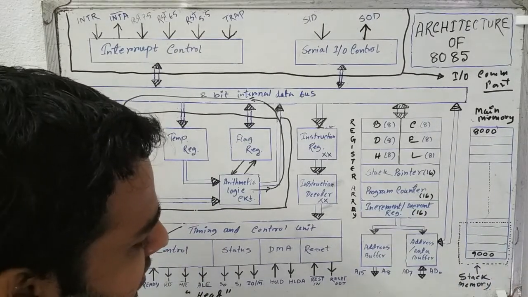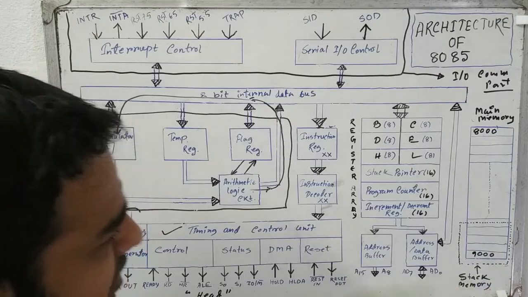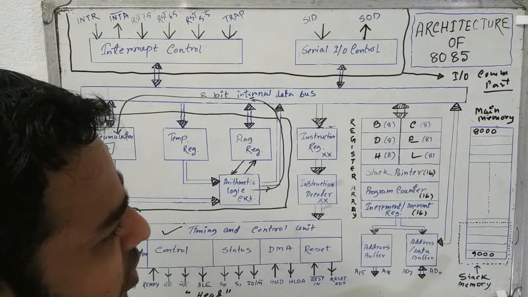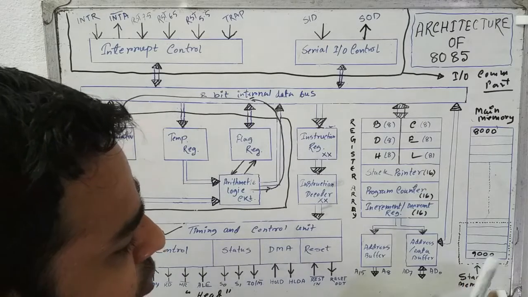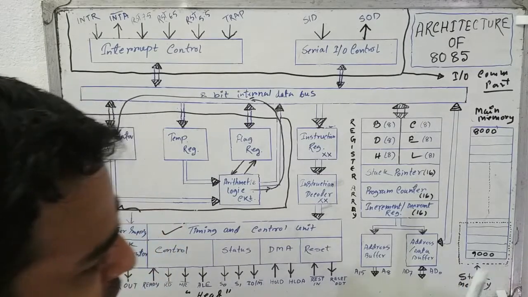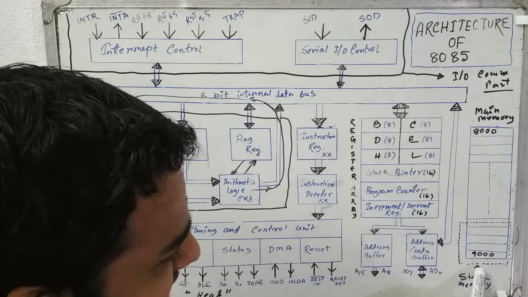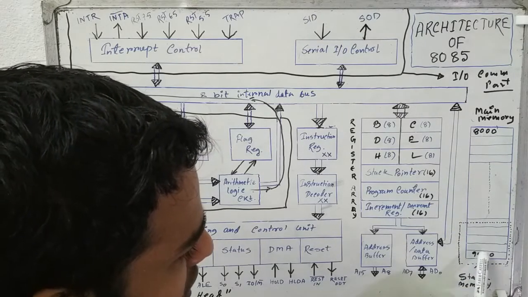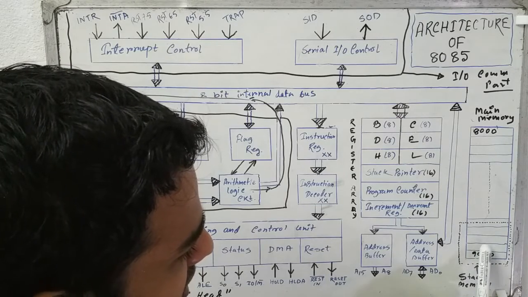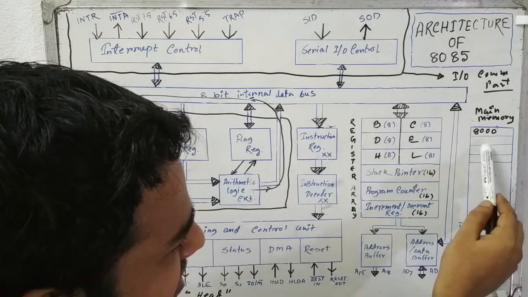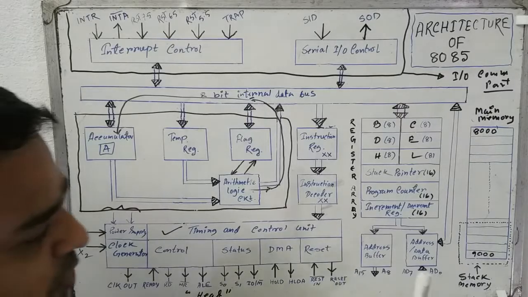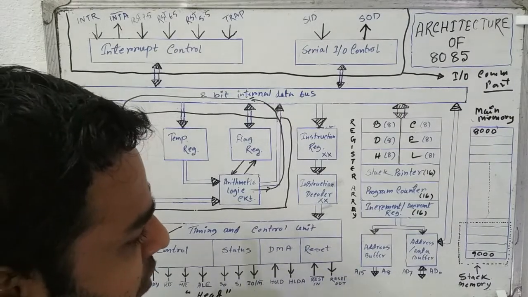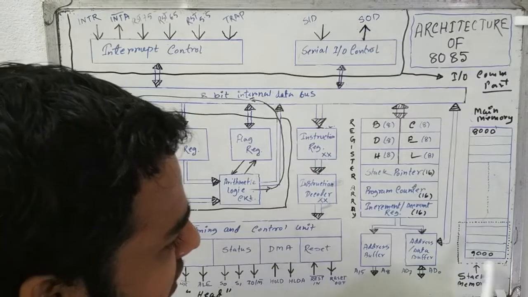So I can say that this stack memory is a part of main memory, or the stack memory belongs to main memory. So this was about the stack memory. As you can see, the stack memory has different locations, and all of these are memory locations. Each memory location has its own address value, and different memory locations have different address values.